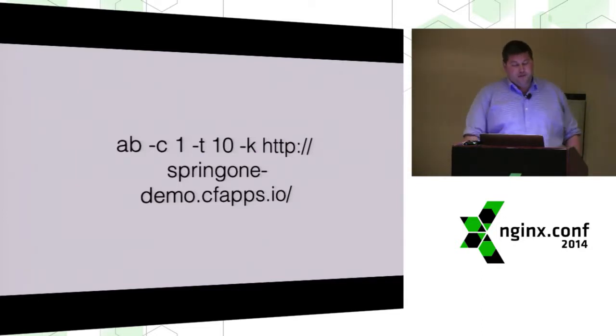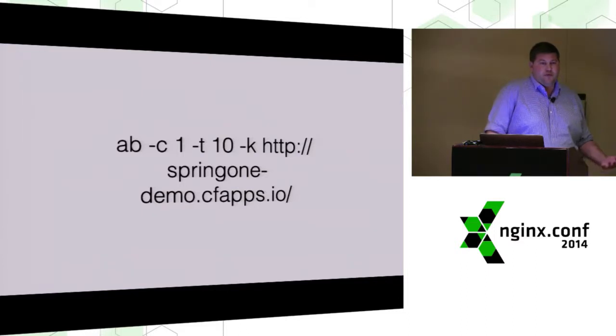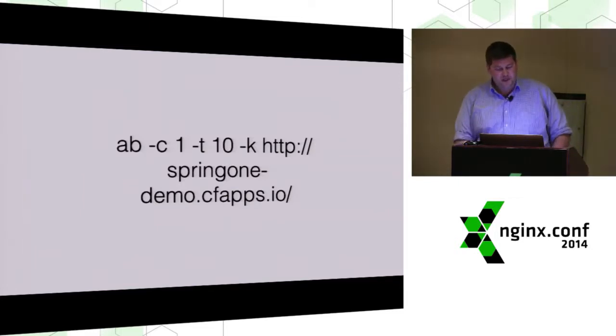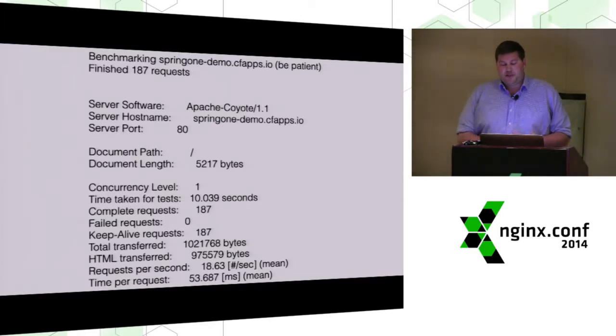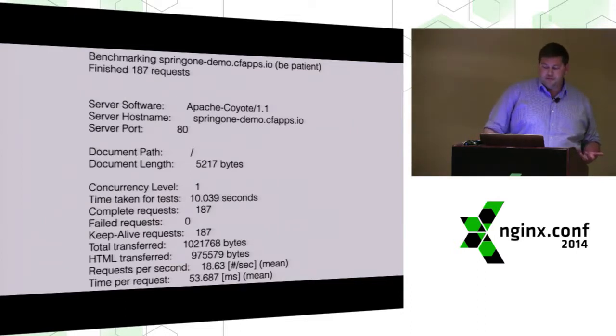So AB, so Apache Bench with a concurrency of 1 for a time of 10 seconds to some URL endpoint. So in this case, just spring1-demo.cfapps.io. Feel free to thrash this machine. And what you'll get is a quick summary of application performance. So what's really interesting to see here is what your throughput is. So the concurrency level in this case is really low. It's purposely set to 1.